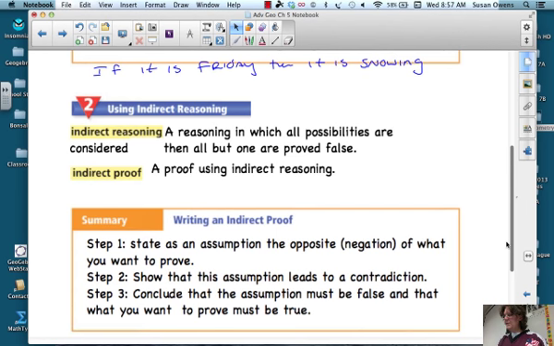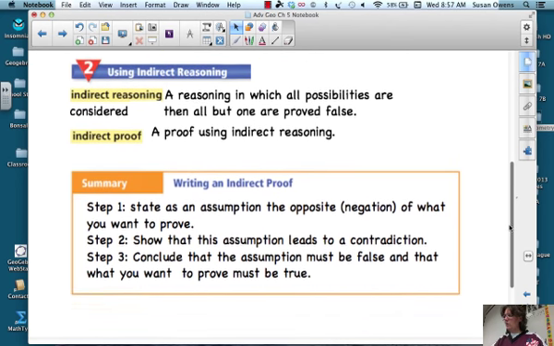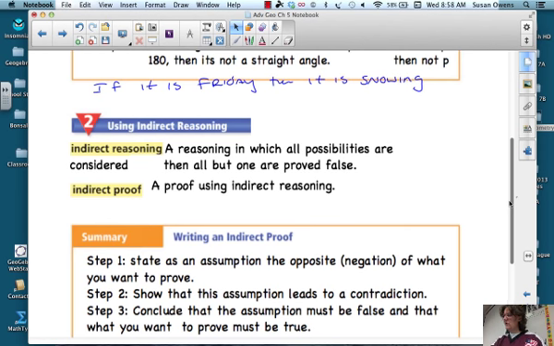There are 3 steps to writing an indirect proof. Step number 1 is you state an assumption that's actually the opposite or negation of what you want to prove. So if I want to prove that if it is Friday, then it's snowing, what I want to prove is that it's snowing. So what I would assume is it's not snowing.